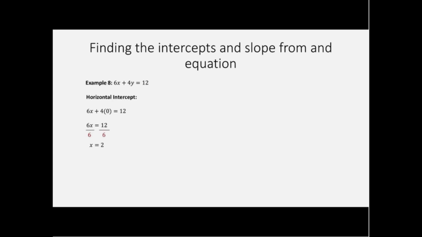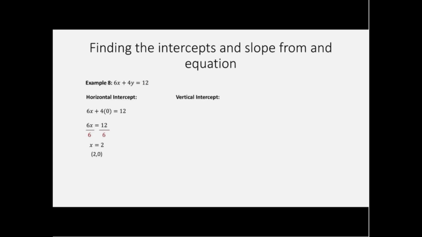Now, that's not the answer. That is what you did in algebra, and yes, you solve for x, but that's not a point. An intercept is a point. So in order to get full credit on this question when it shows up on the test, if it shows up on the test, you write it as a point, (2, 0), because we said y is equal to 0. So that's our horizontal intercept.